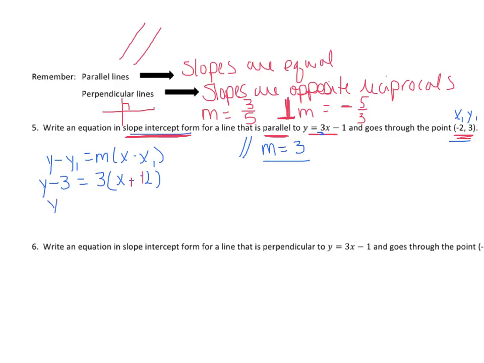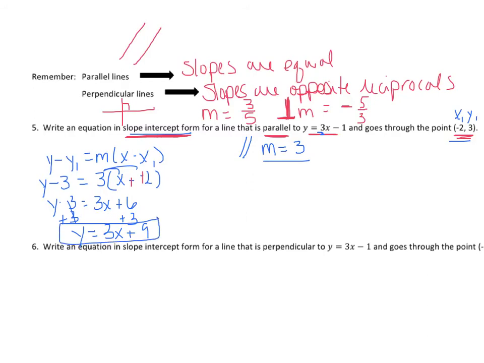So we have y minus 3 equals, let's distribute the 3, 3x plus 6, and then we're going to add 3 to both sides. And so we have y equals 3x plus 9. And there's my slope-intercept form.